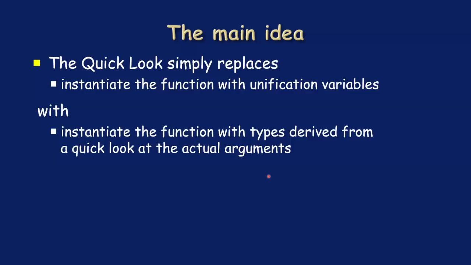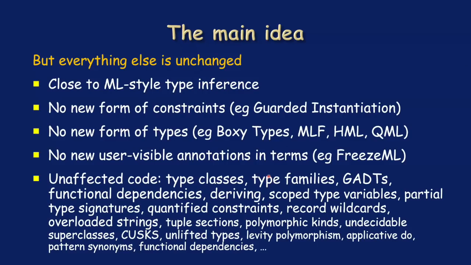Another thing I want to stress, though, is that everything else is unchanged. This is very close to ML-style type inference. In all of the rest of type inference, I'm back to ordinary monomorphic unification variables. There's no new form of constraints. With an earlier paper, guarded instantiation, we introduced two new forms of constraints. Actually, it was very tricky, but no new forms of constraints.